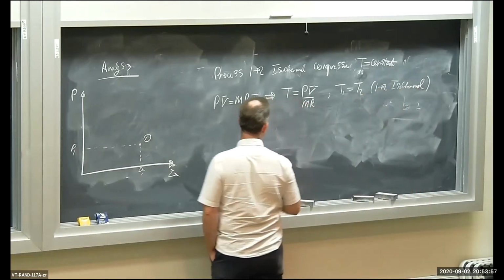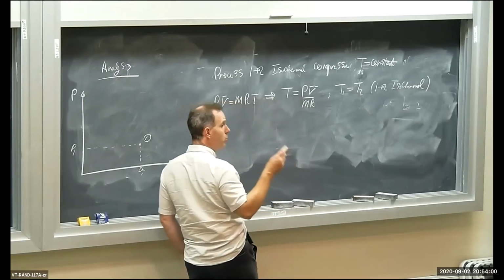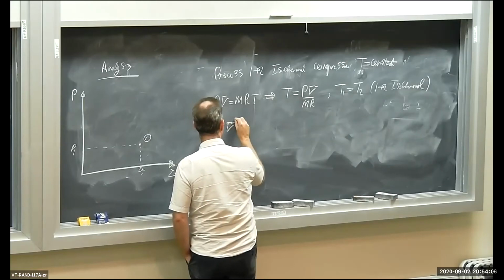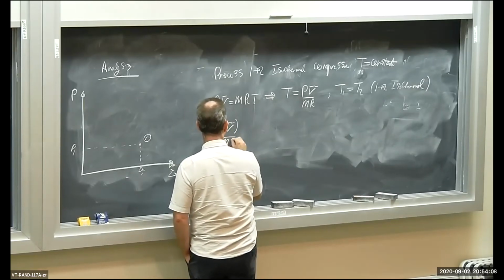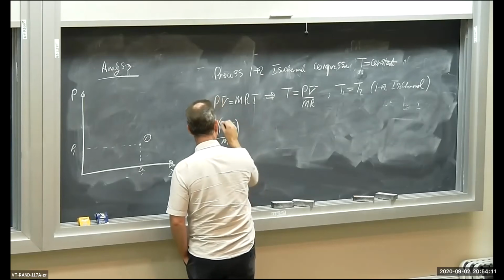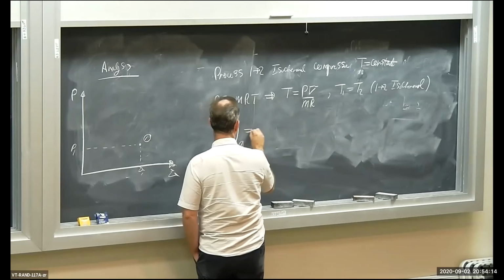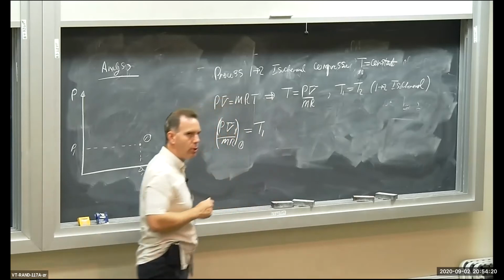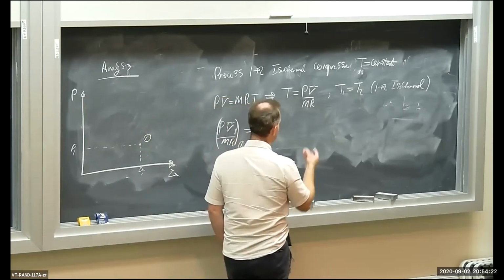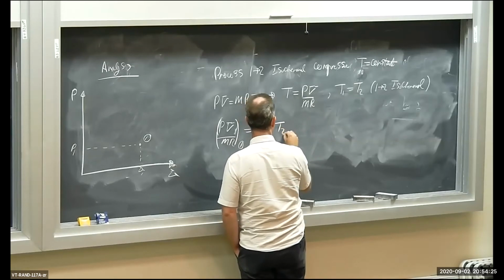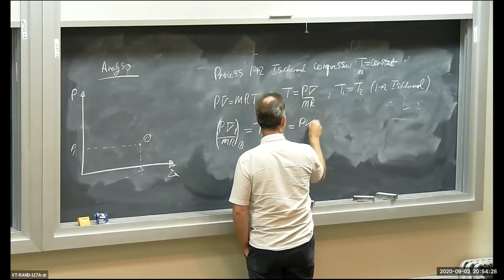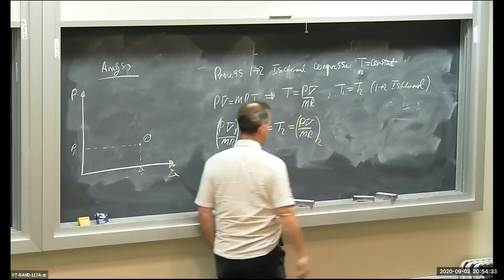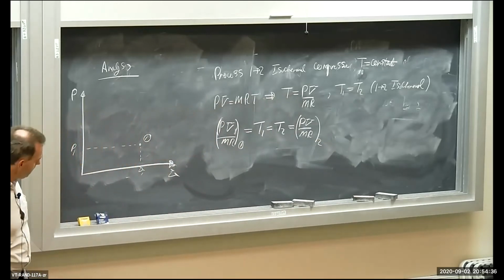Okay, well, let me take this equation and evaluate it at state 1 and state 2 and set them equal to each other. PV over mR evaluated at state 1 is equal to T1. So I'm just evaluating the ideal gas equation solved for T at state 1. But T1 is also equal to T2, which is PV over mR evaluated at state 2. Okay?